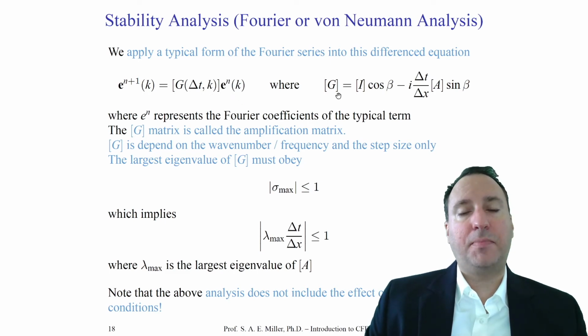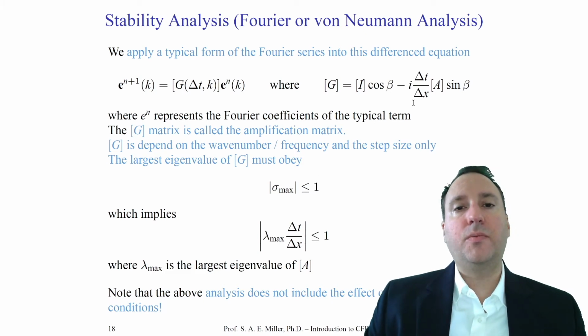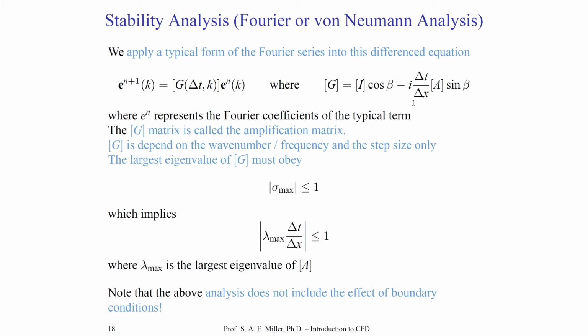Here, we define the amplification matrix as G, which goes as the identity matrix times cosine of beta, minus i delta t over delta x, matrix A, times sine of beta. Here, we will define and let e to the n represent the Fourier coefficients in a typical term. This is exactly like what we did before. Now, we'll call that matrix G the amplification matrix.